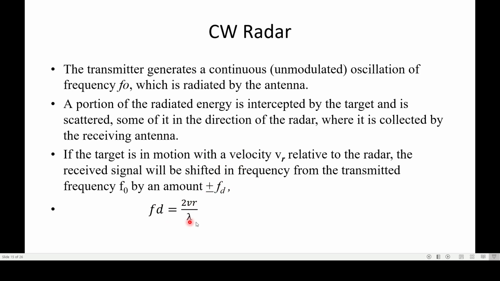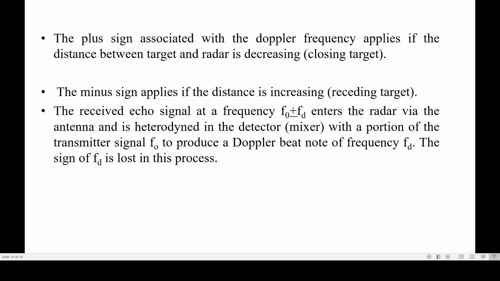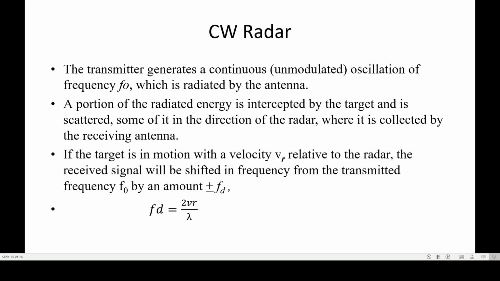Here it says that we send a particular frequency, which is F0, and in the received signal there may be some variation, plus or minus Fd. So we can calculate this Fd equal to 2 Vr by lambda. We have already learned the derivation of this Fd.